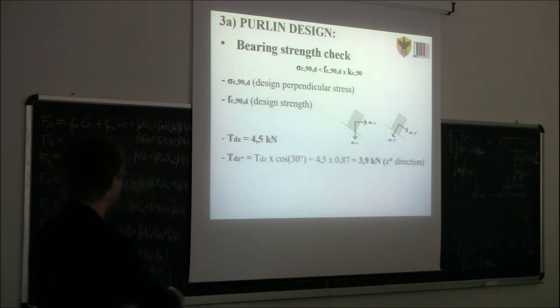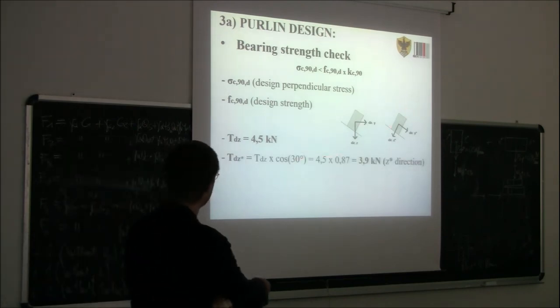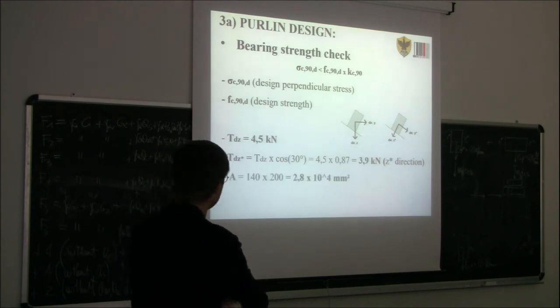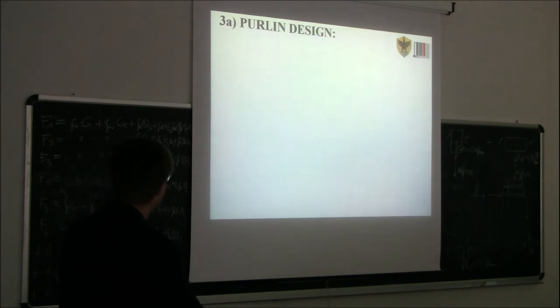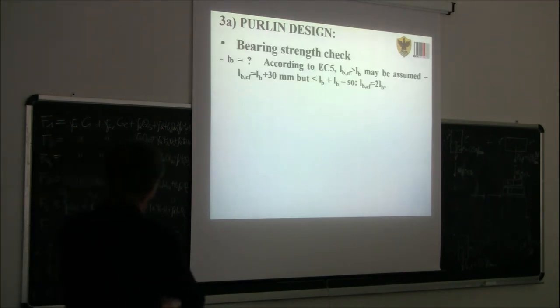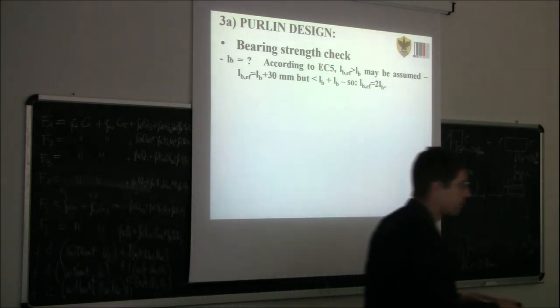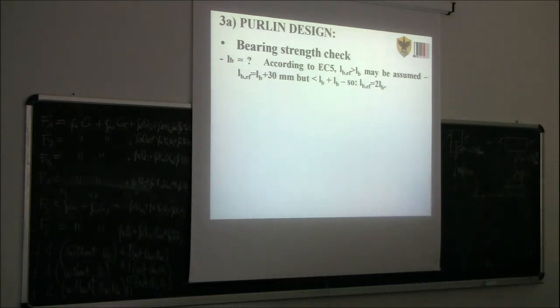Again, we have to consider in this case only one component, so the component along the Z star axis, so 3.9 kilonewton. We need to find, of course, what is the minimum bearing strength necessary to make sure that we won't have any failure in compression perpendicular to the grain.